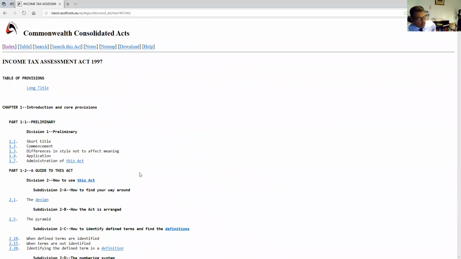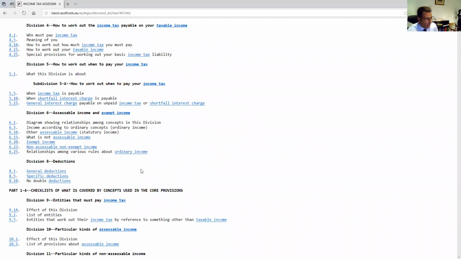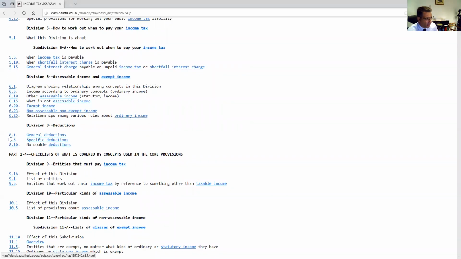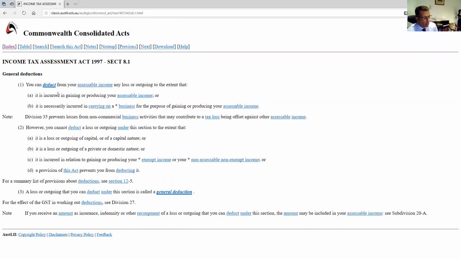This week we're looking at the follow-on from last week's lecture, which was on general deductions. You will recall that there are two positive limbs in terms of general deductions. The first positive limb is that the loss or outgoing is incurred in gaining or producing your assessable income. The second positive limb is that the loss or outgoing results in a necessary incurring in the carrying on of a business for the purpose of gaining or producing your assessable income.